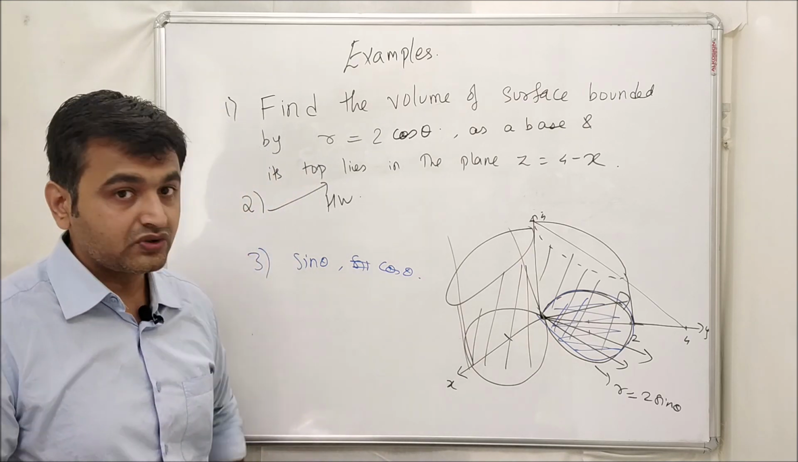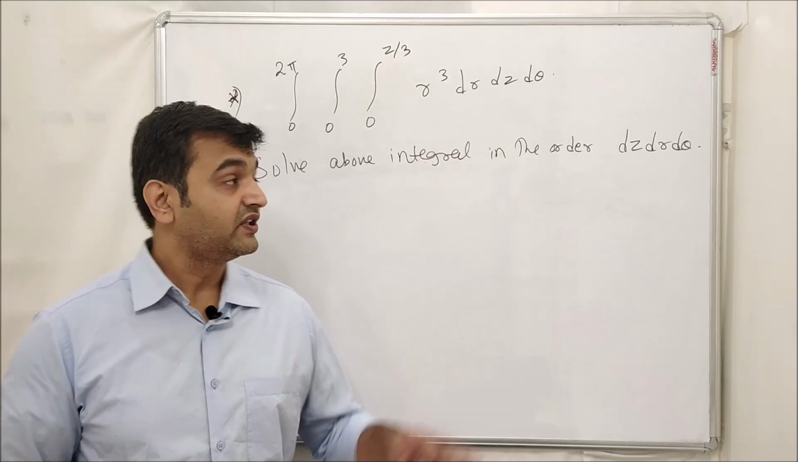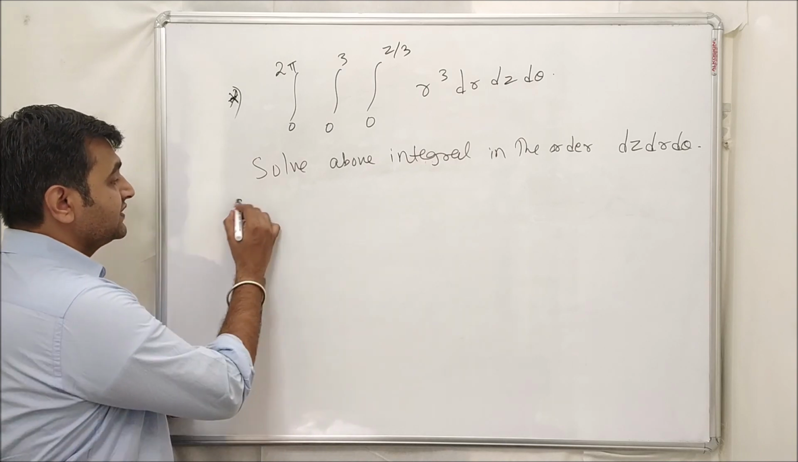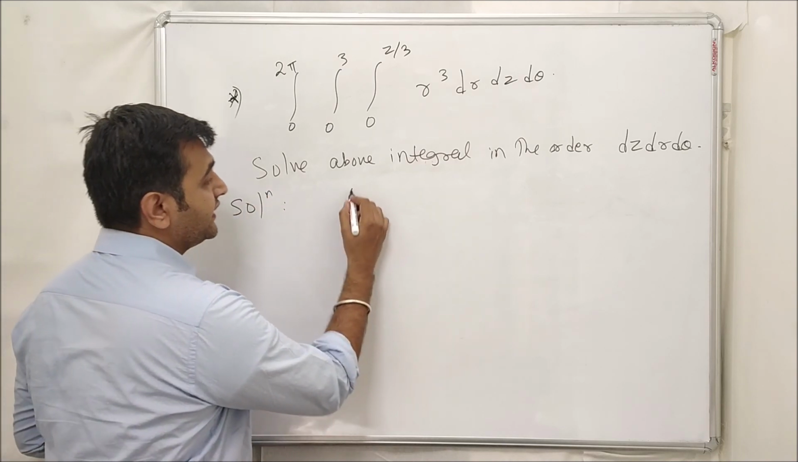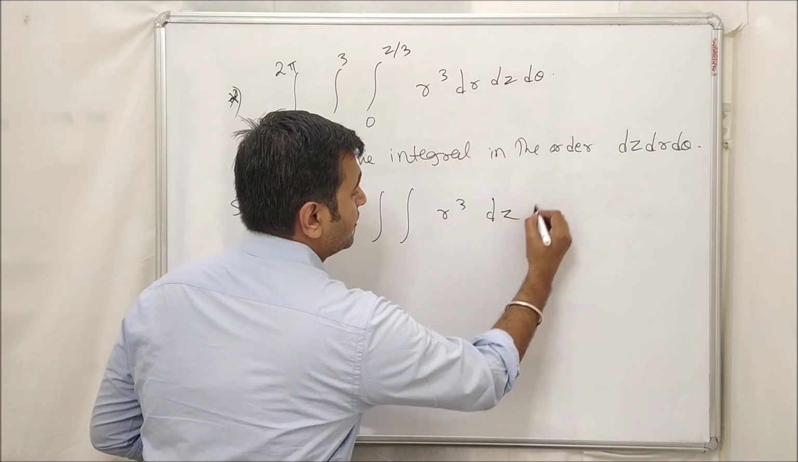These are the 3 homework questions I have given you till now. Make sure you pause the video, answer these 3 questions, and then proceed. So here is the last example. This is the question, and we need to solve it in the order dz, dr, d theta, with r cube as it is.